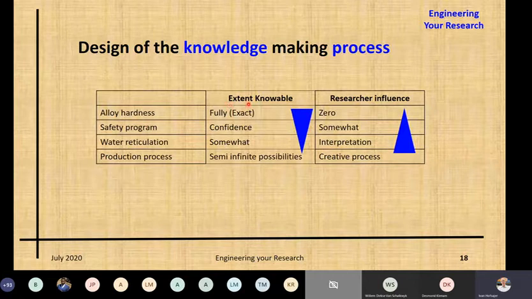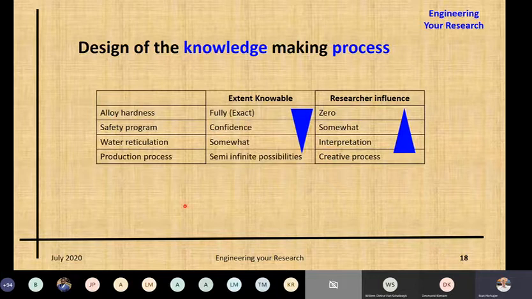And we asked, to what extent is it exactly knowable? So for the alloy hardness, it was exactly knowable, and the exactly knowable extent dropped down to almost nothing when we came to the production process. There we had semi-infinite possibilities. When we look at the influence of the researcher on the process, we see it starts out at zero, and then it gets greater and greater as we looked at these examples.